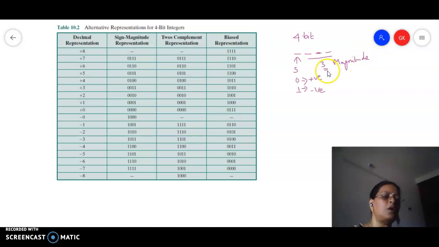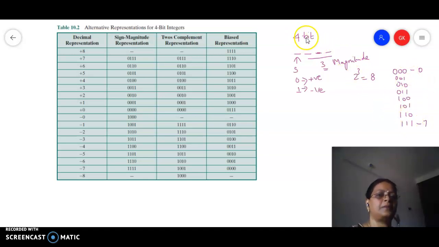So with 3 bits, how many symbols can you generate? 2 power 3, so totally we can generate 8 symbols. It always starts with 0 0 0, 0 0 1, 0 1 0, 0 1 1, 1 0 0, 1 0 1, 1 1 0, and then triple 1. So totally 8 symbols, from decimal 0 to decimal 7. Totally 8 symbols are possible for us to represent in 4-bit representation.